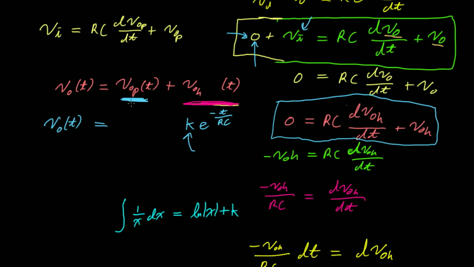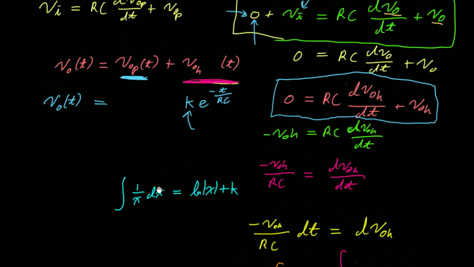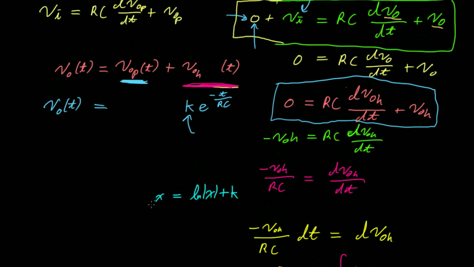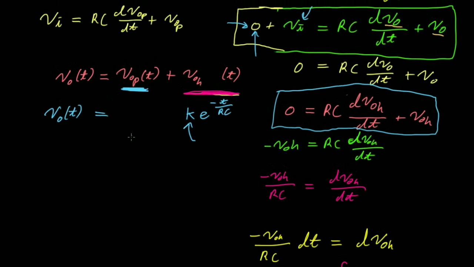The nice thing about getting our V out particular, and typically what you're going to do for most of the techniques when you solve differential equations, is, let me just erase this real quick because I'm not going to need a lot of space, and rewrite this here. VI is equal to RC times dVOP dt plus VOP.